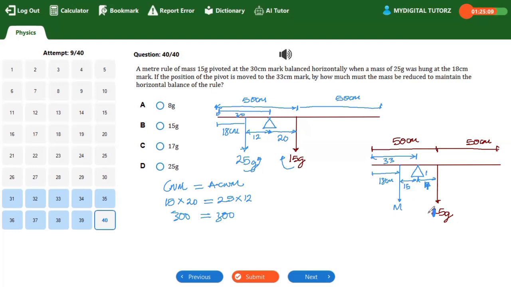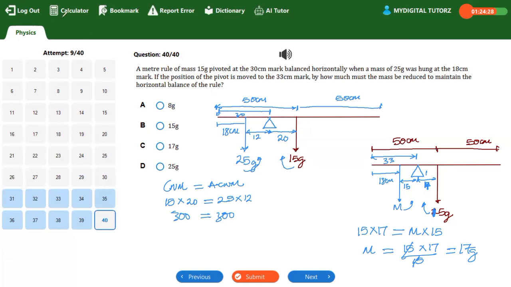So the same thing, we're going to apply clockwise moment is equal to anti-clockwise moment. So clockwise moment is 15 multiplied by 17, the perpendicular distance, is equal to the mass multiplied by 15. So that mass will be equal to 15 multiplied by 17 all over 15. 15 cancels 15, we have 17 gram. Is that understood? So this is how to apply this approach to this question. I hope it is understood.